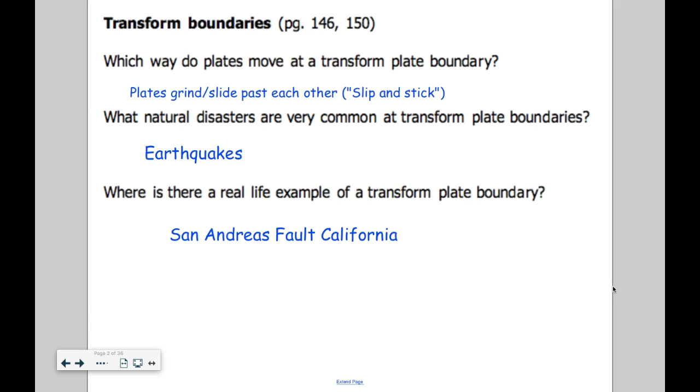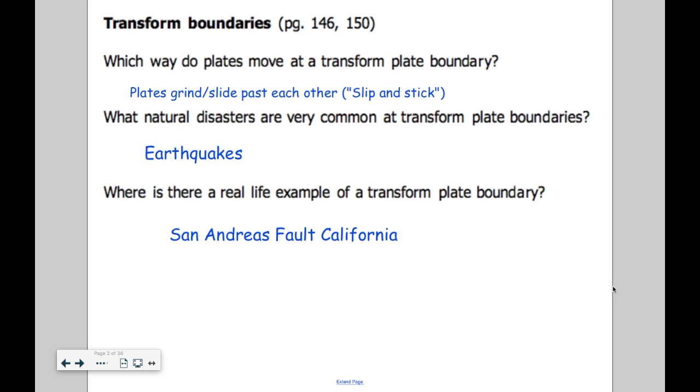Our final boundary that we're going to discuss is called transform boundaries, and these boundaries are very different than the other two boundaries that we discussed, in that the first two boundaries we discussed, convergent boundaries and divergent boundaries, are slow-moving boundaries that take thousands or tens of thousands or hundreds of thousands of years to move significant distances. A transform plate boundary is different in that these are fast boundaries. They can happen in a very short period of time.